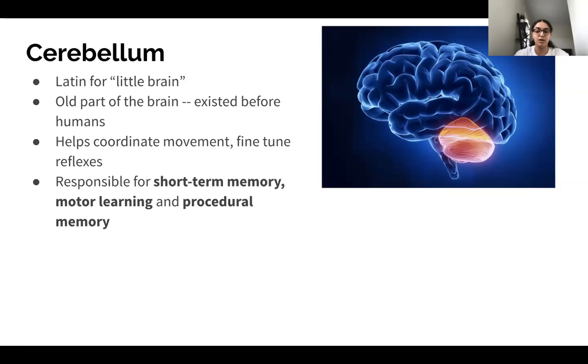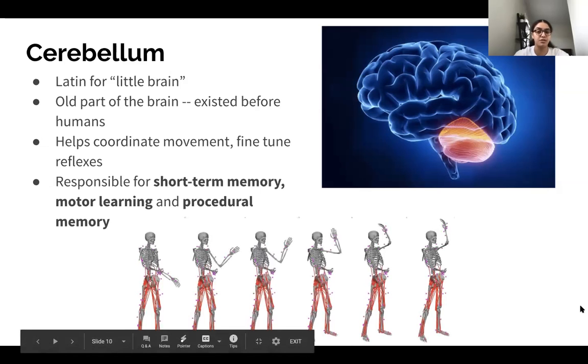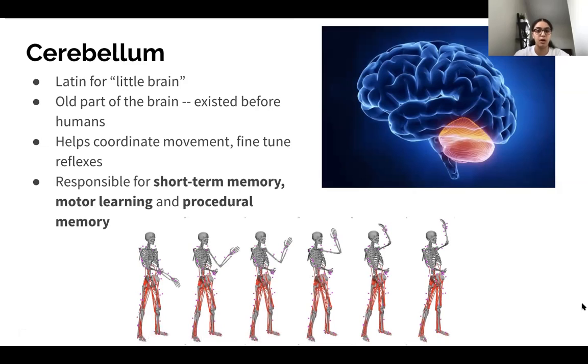The cerebellum also coordinates voluntary movements such as your posture, so how well you're sitting up, your balance to make sure that you're able to walk in a straight line, coordination, and your speech as well. It's also responsible for helping, like I said, to coordinate your movement and fine-tune your reflexes. And it's also responsible for your short-term memory, motor learning, and your procedural memory as well.